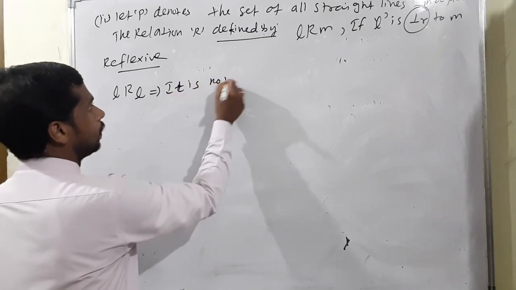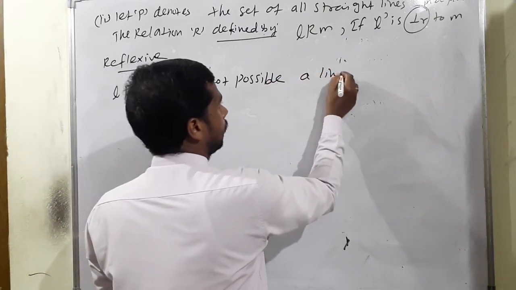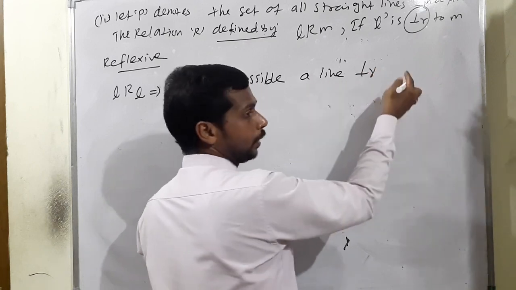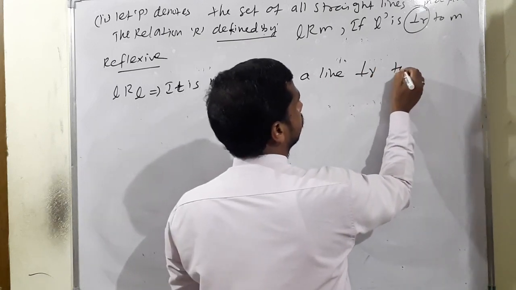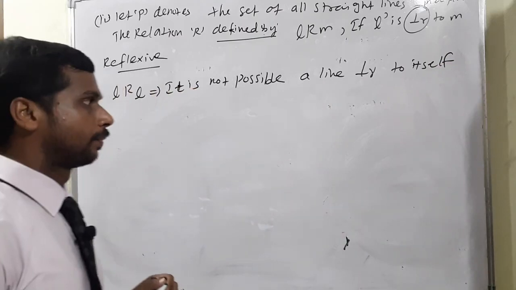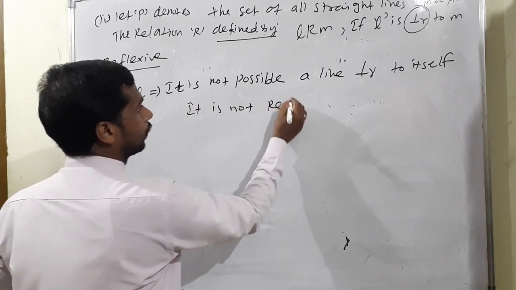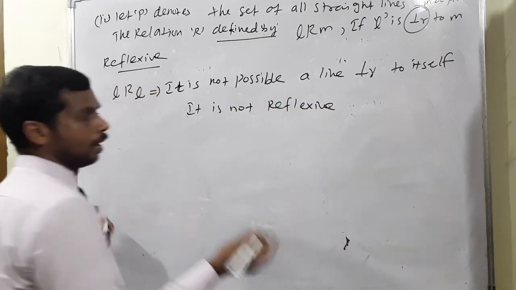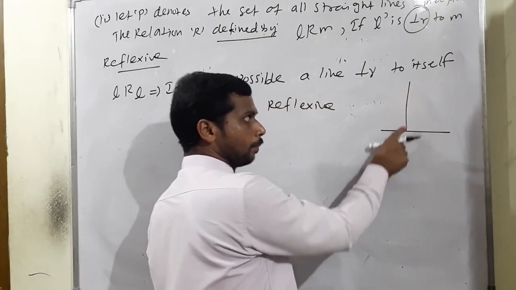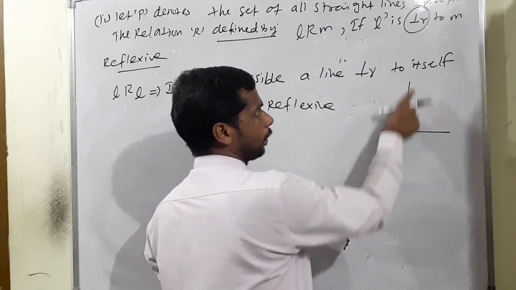So it is not possible for a line to be perpendicular to itself. This is the symbol for perpendicular. A line perpendicular to itself is not possible, so it is not reflexive. If you take one perpendicular line, this is one line and this is another one. That's why we are saying it is not possible for a line to be perpendicular to itself.